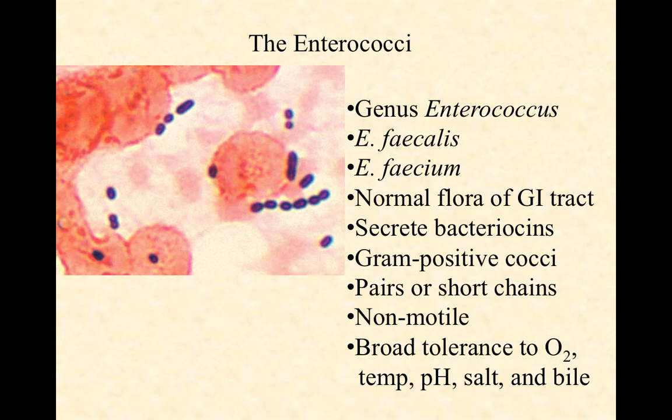In fact, they're helping by producing bacteriocins. If you don't remember what bacteriocins are, go back to our discussion of microbial antagonism and see where bacteriocins fit in. Obviously, gram-positive cocci, found in pairs or short chains like the streptococci, also non-motile, non-spore-forming.